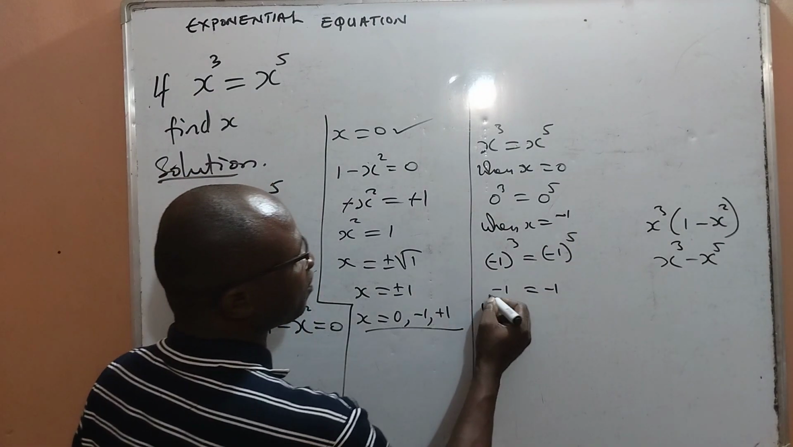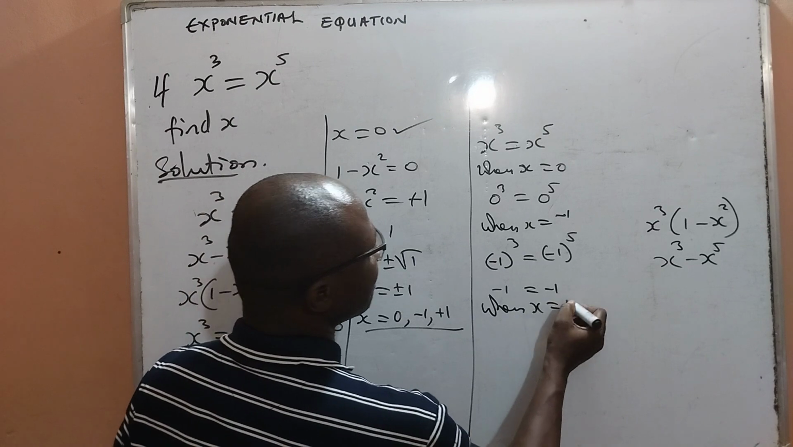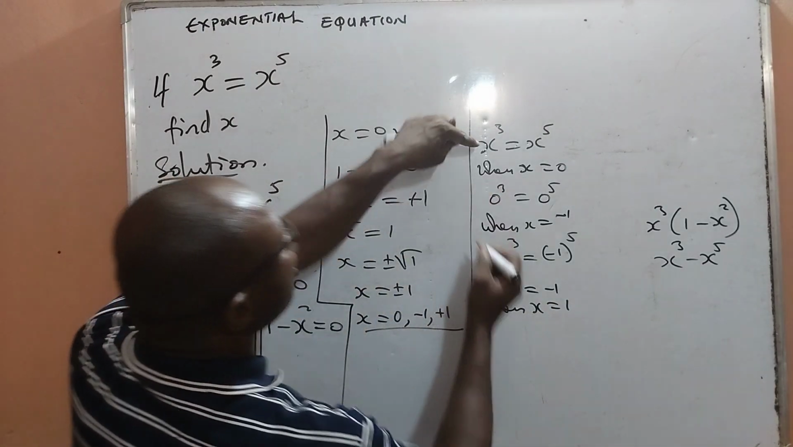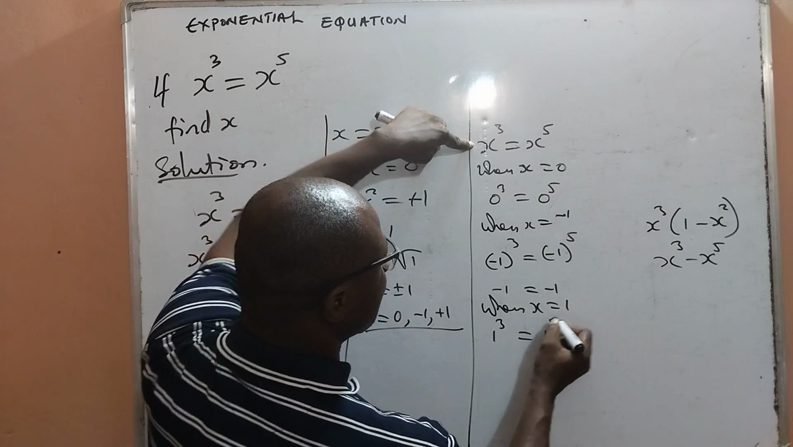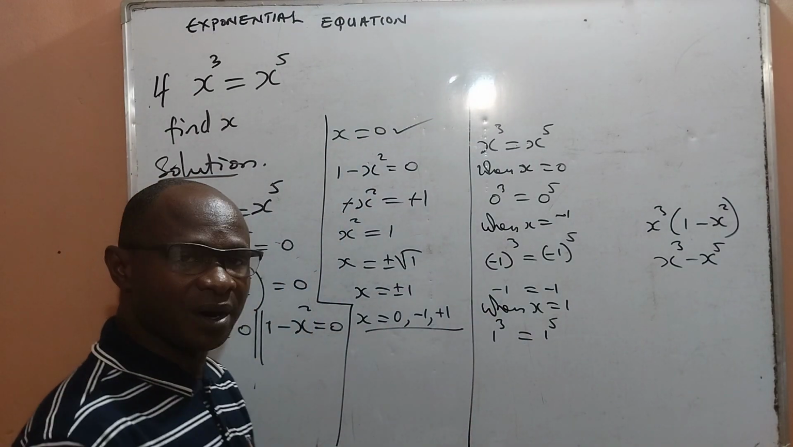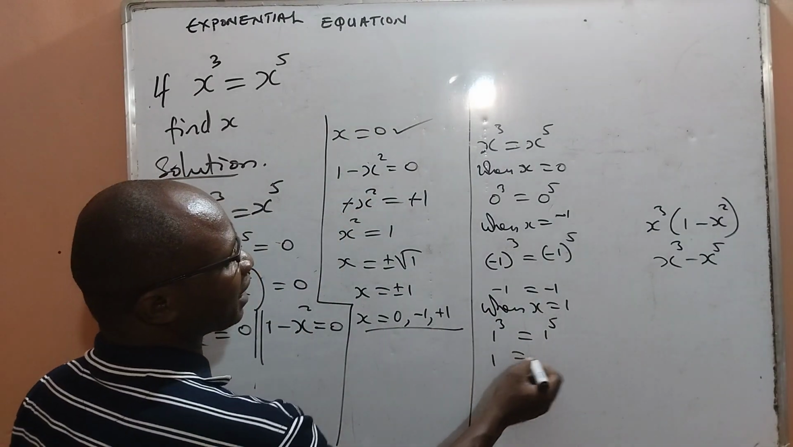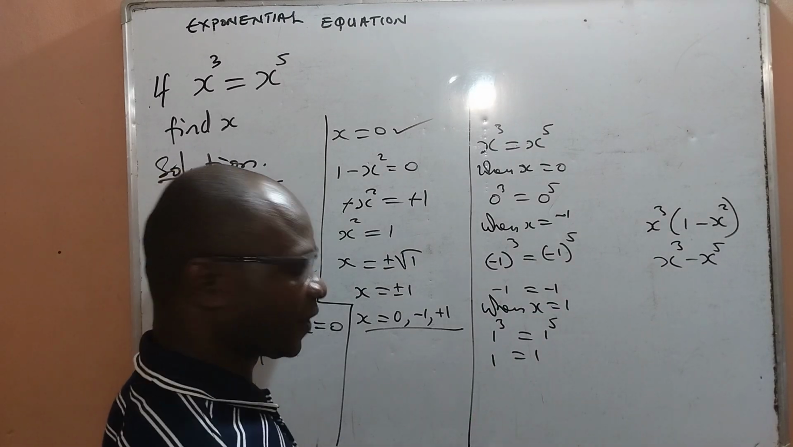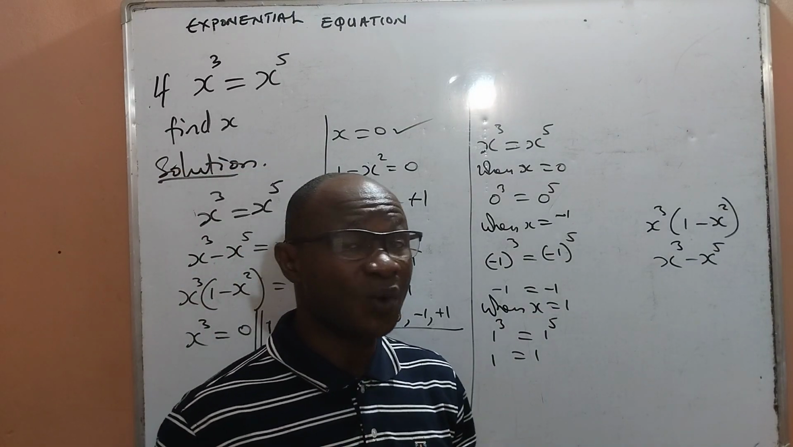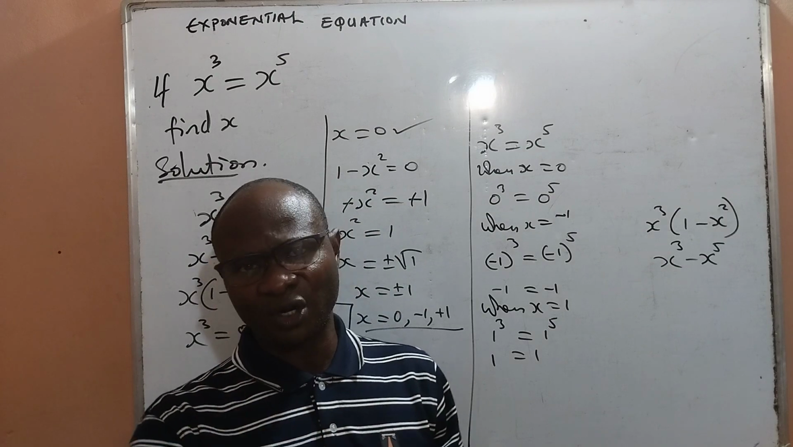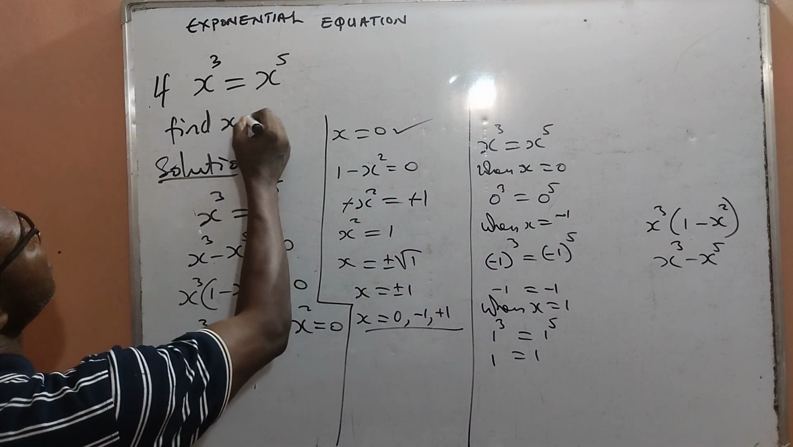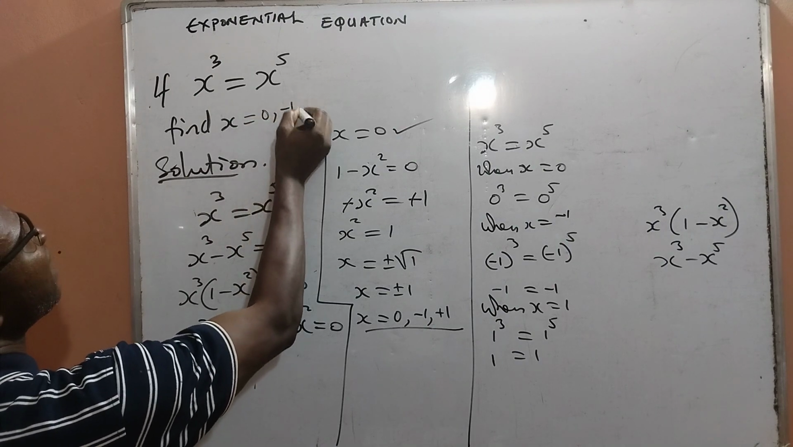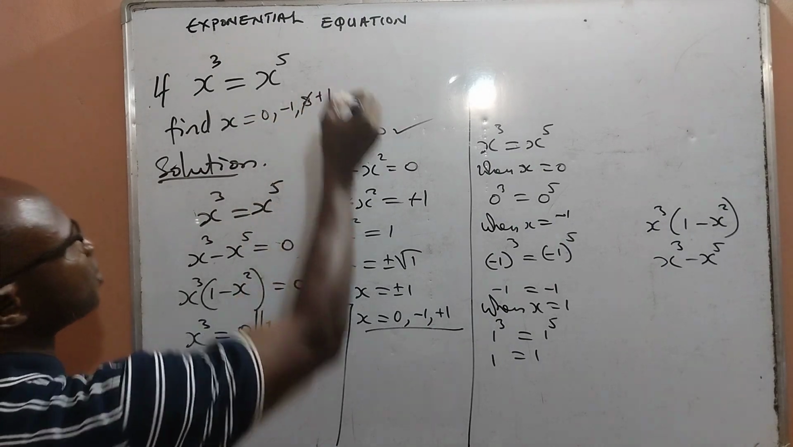And for the third value, when x is positive 1, that becomes 1 raised to the power 3 equal to 1 raised to the power 5. Automatically, 1 raised to the power 3 is 1, and 1 raised to the power 5 is 1. What it means is that 1 raised to the power of any number will continue to give us 1. So in conclusion, the values of x are 0, minus 1, and positive 1.